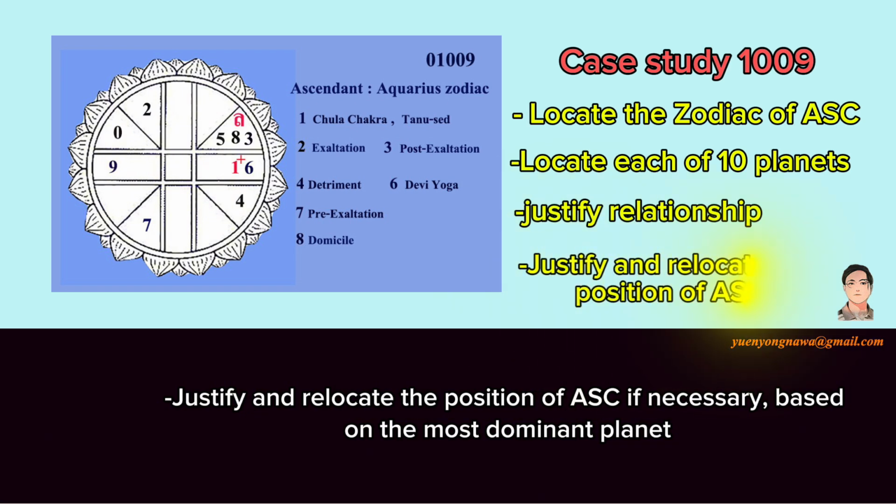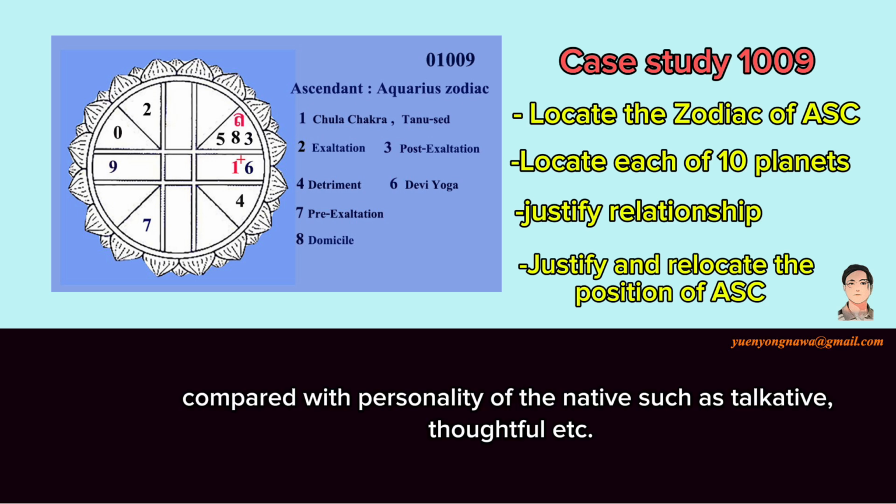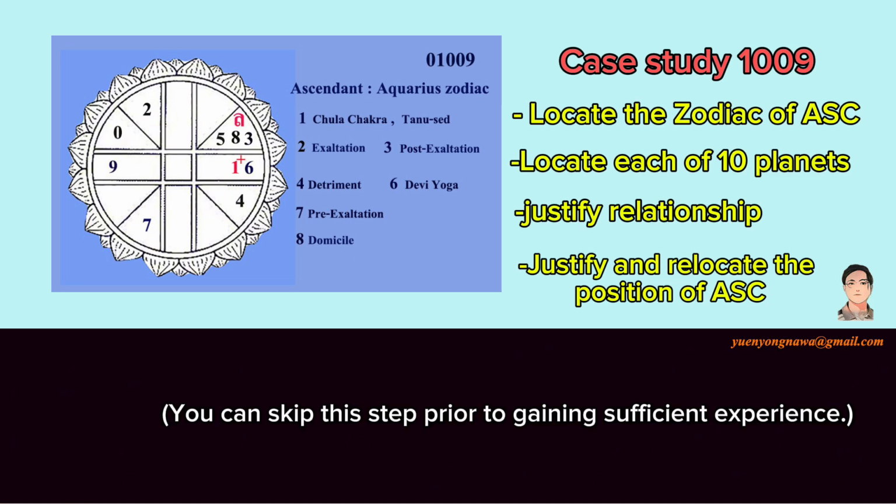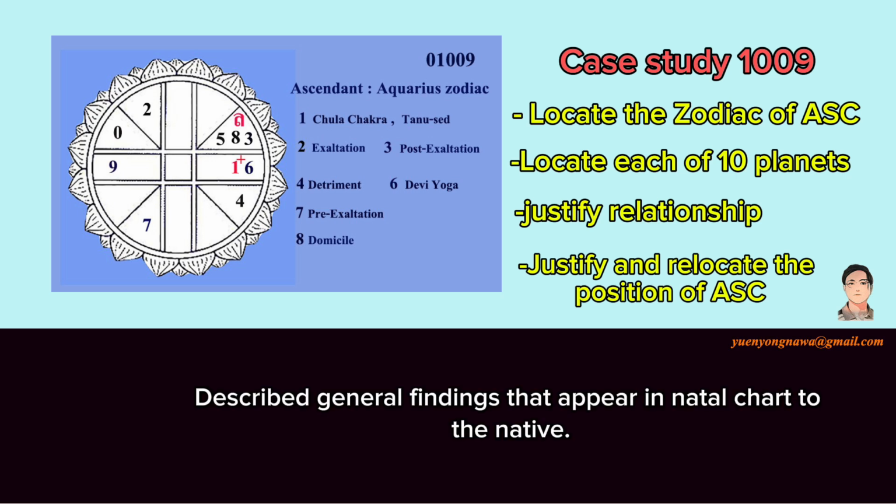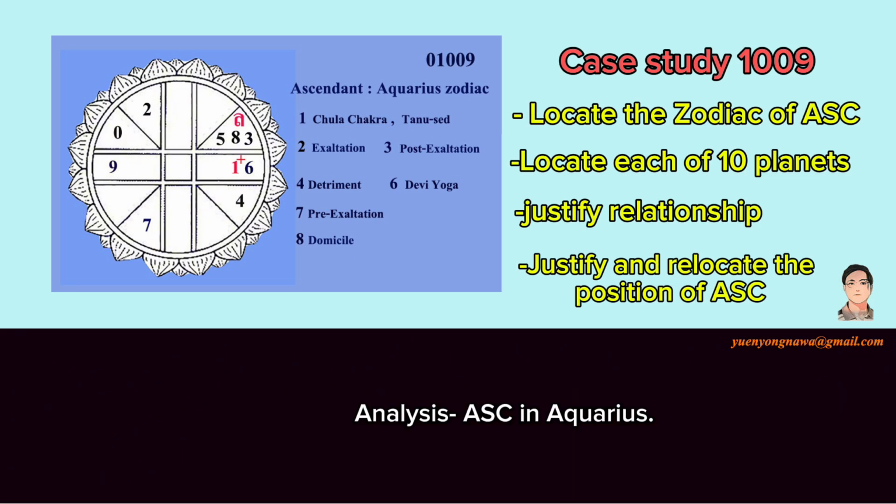Justify and relocate the position of ASC if necessary, based on the most dominant planet compared with personality of the native, such as talkative, thoughtful, etc. You can skip this step prior to gaining sufficient experience. Describe general findings that appear in natal chart to the native. Analysis.